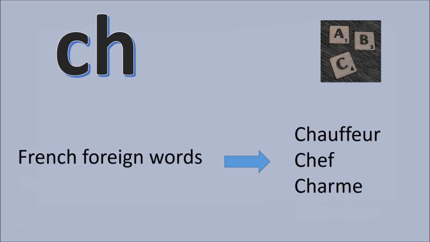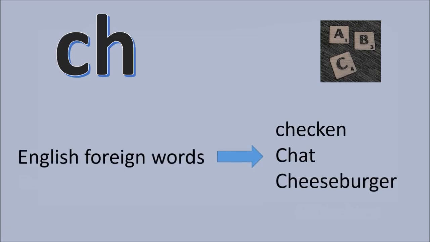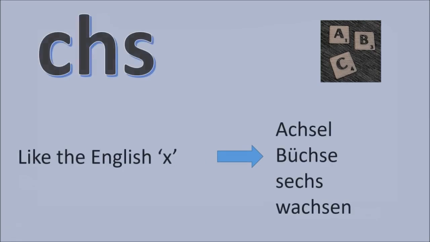Foreign words, French ones, are pronounced just like in the French language: chauffeur, chef, charm. And English ones: chicken, chat, cheeseburger. CHS is pronounced like X: Axel, Büchse, Sechs, wachsen.